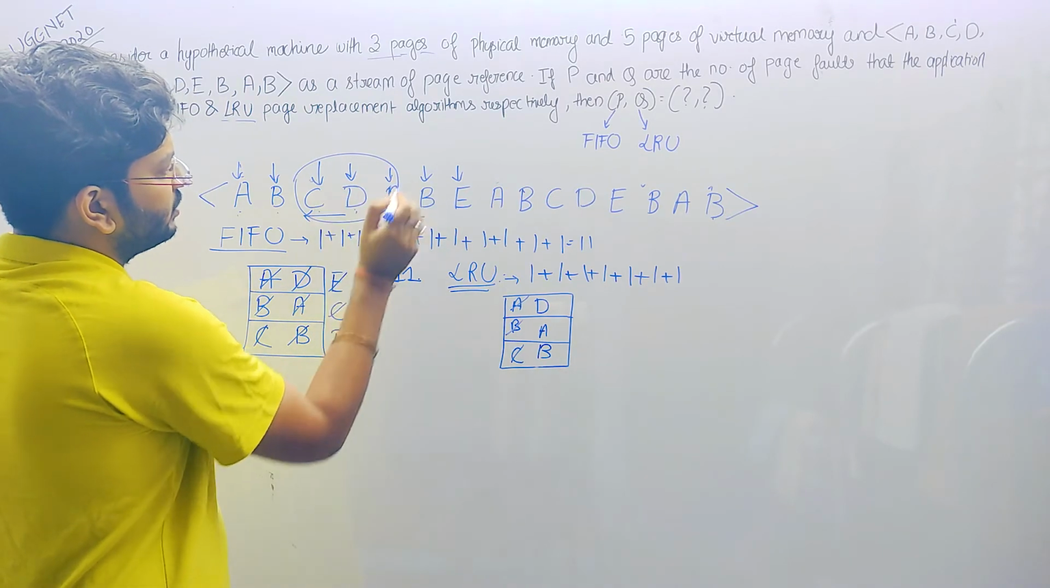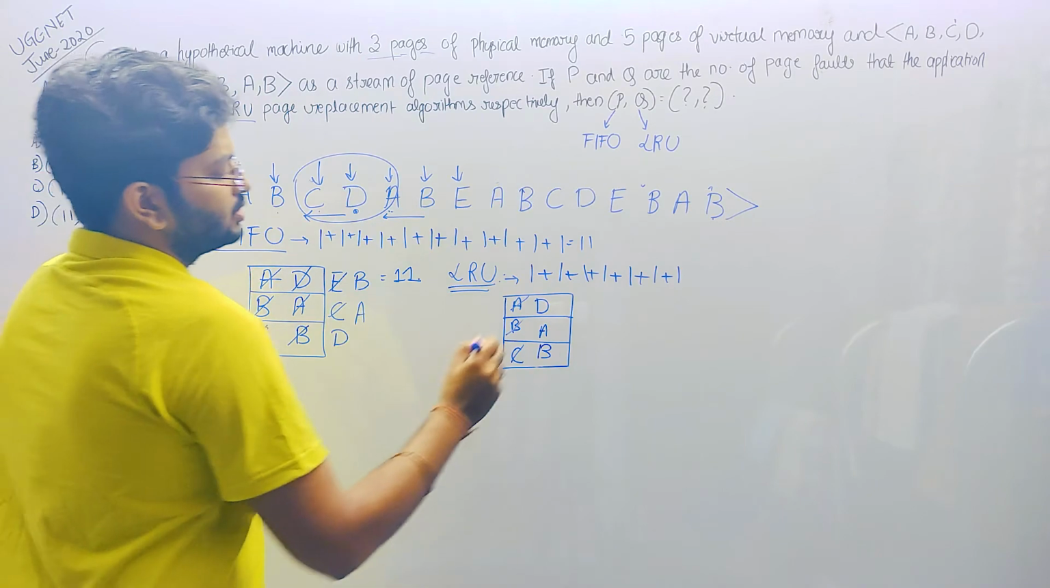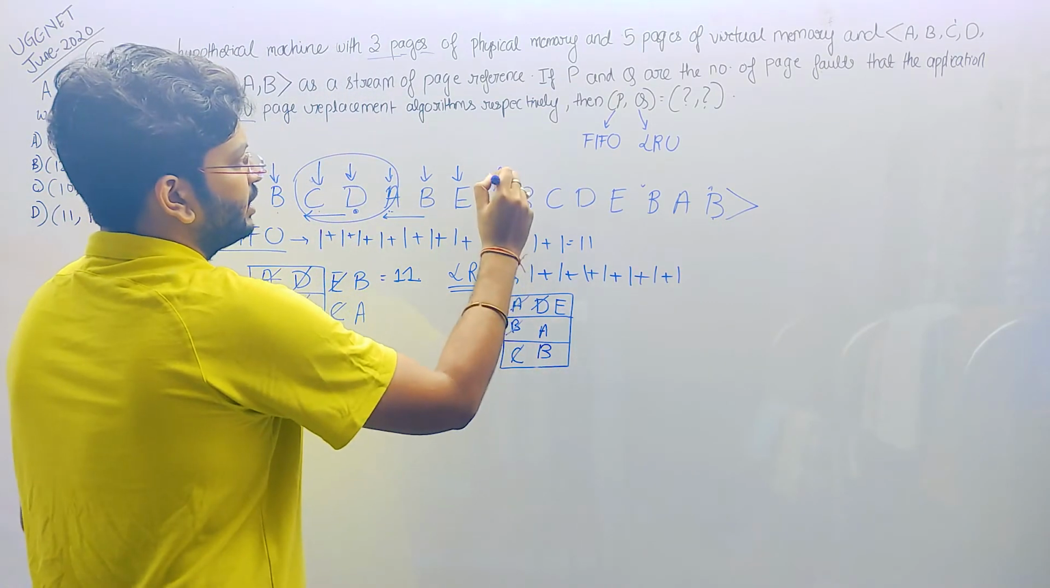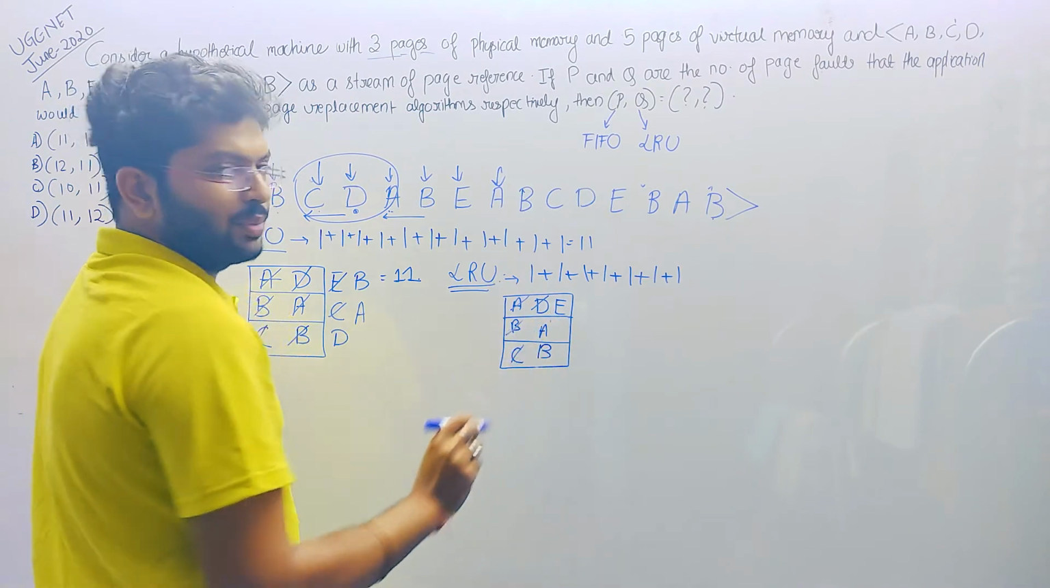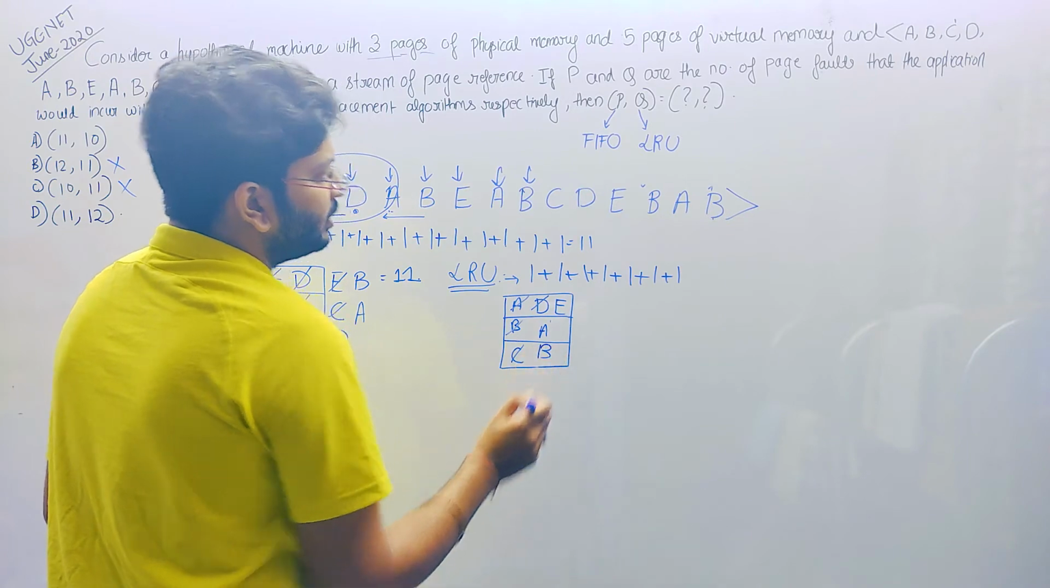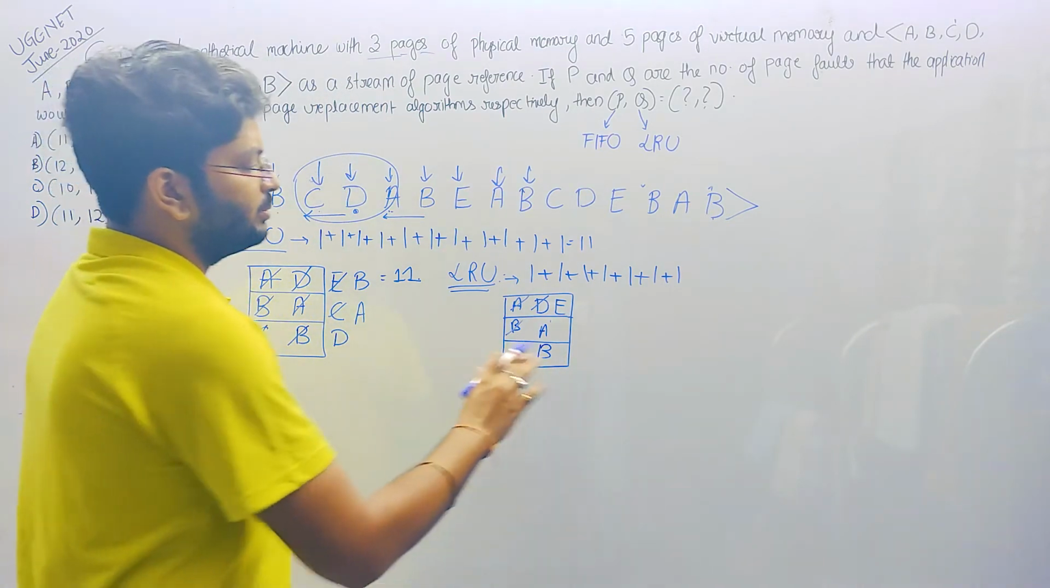From D, A and B, which one is the farthest? D is farthest. Okay, so I will be striking out D, and E will be placed. Next comes A. A is already in the table, so no page fault for A. A is placed as it is. Next comes B. B is already in the table, so no page fault for B, and B remains as it is.